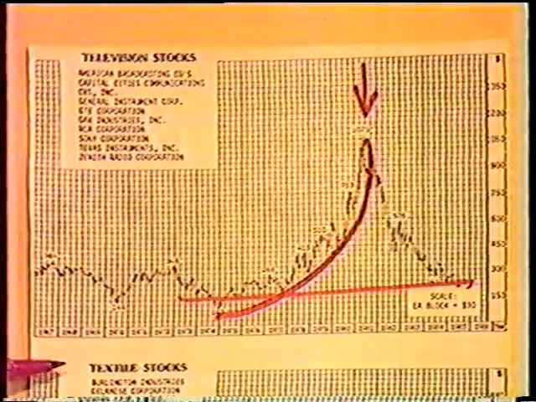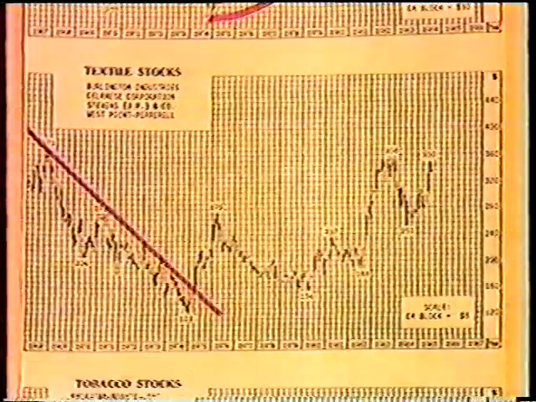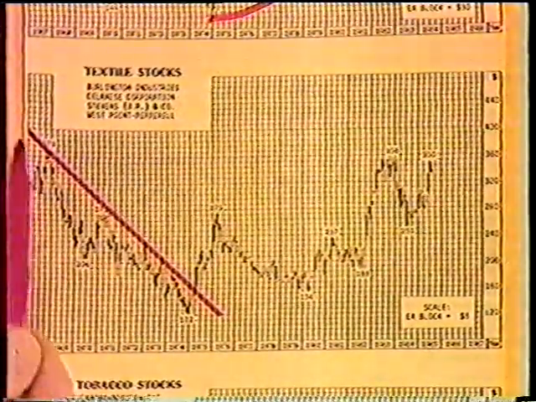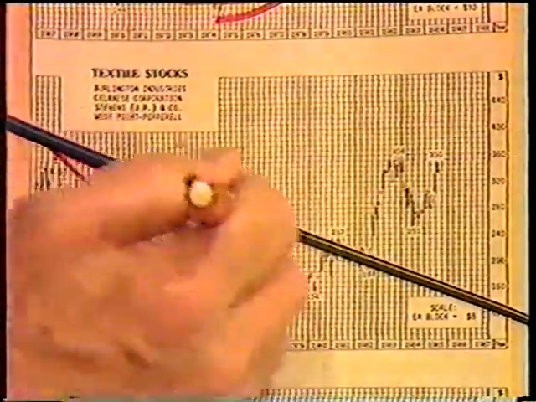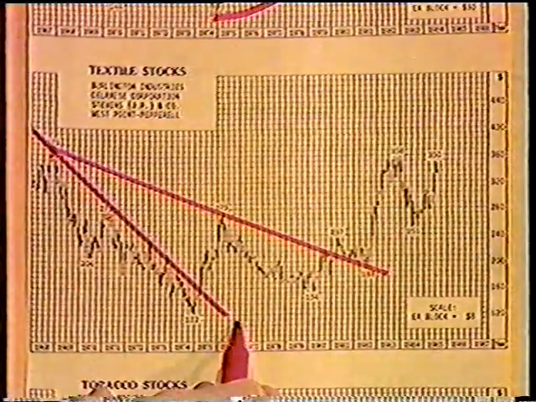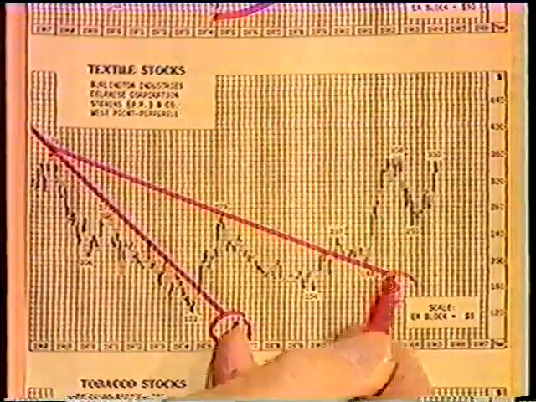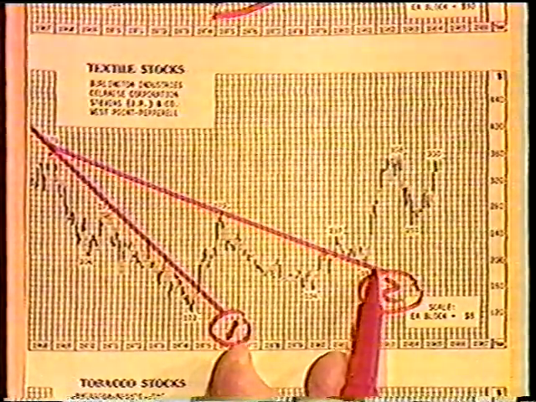Let us move down to textile stocks. Textiles have been on hard times. During a 20-year time frame, declining price structures dominated the pattern. Here is a fan formation line, and there is the second angle of descent. The first is here, the second is here. That is simply calling your attention to a lessening of selling intensity.